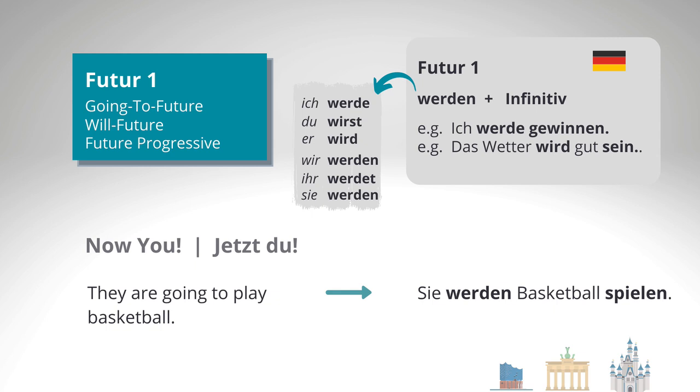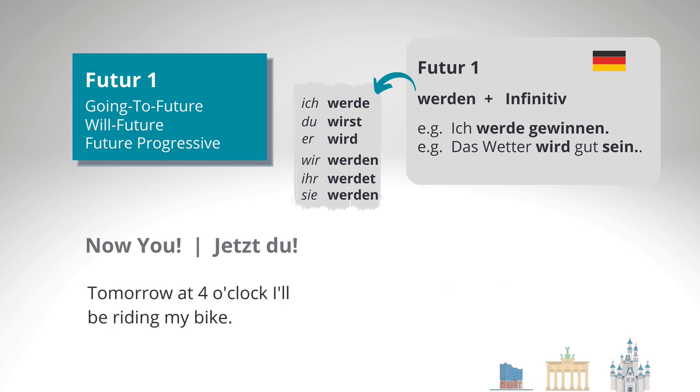And everything else that in English would come after the infinitive, in German is squished between the Hilfsverb werden and the infinitive spielen. So our sentence is, sie werden Basketball spielen. Okay, let's have one final example. This one is already a pretty tough one.